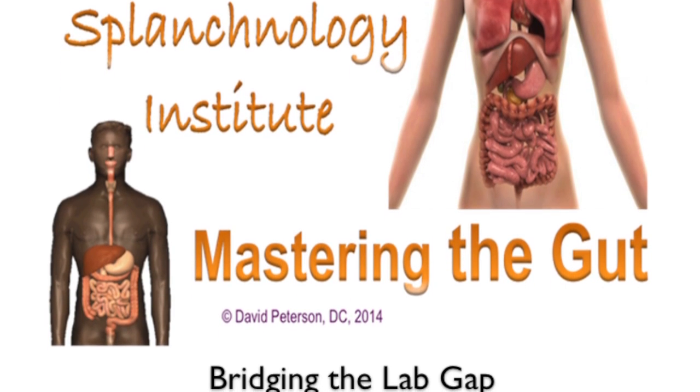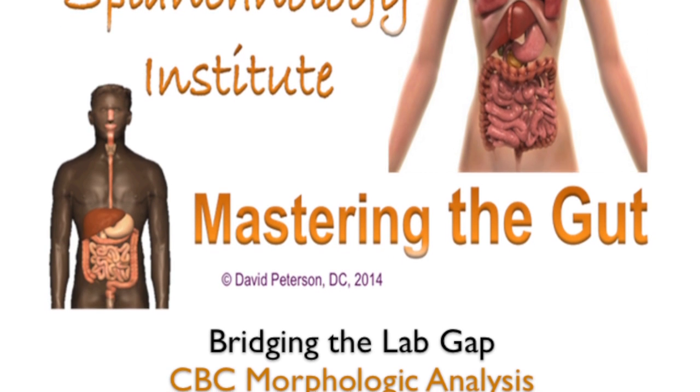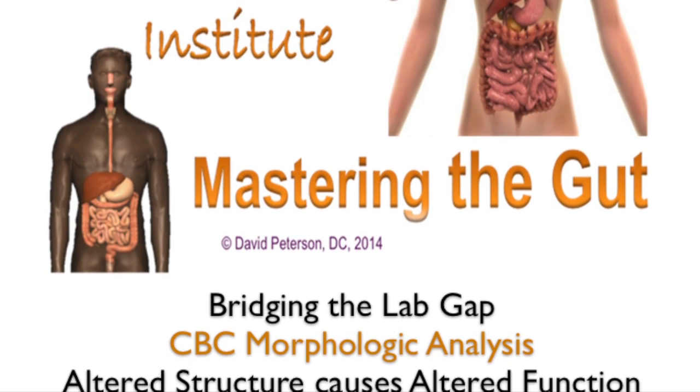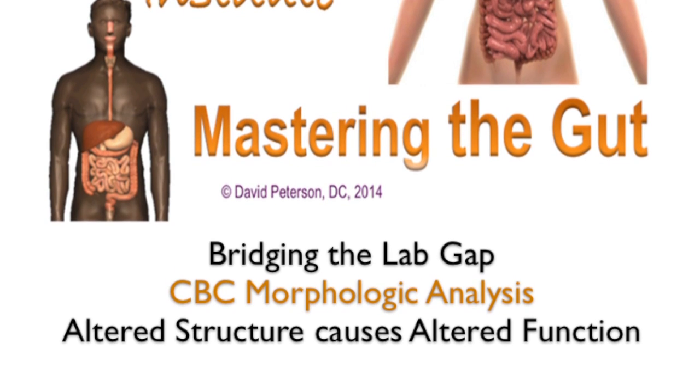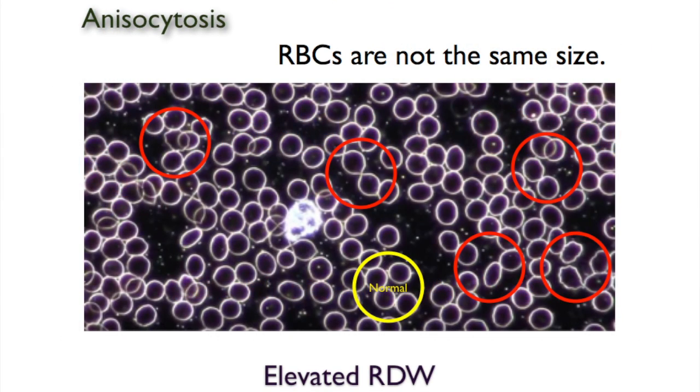This module covers CBC morphologic analysis and how altered structure causes altered function of the red blood cells. Anemia is functionally defined as an insufficient red blood cell mass to adequately deliver oxygen to peripheral tissue. However, this assumes the cells are of normal size and shape. This also assumes if there is a problem, it can involve only one of the specific diagnosable anemias.